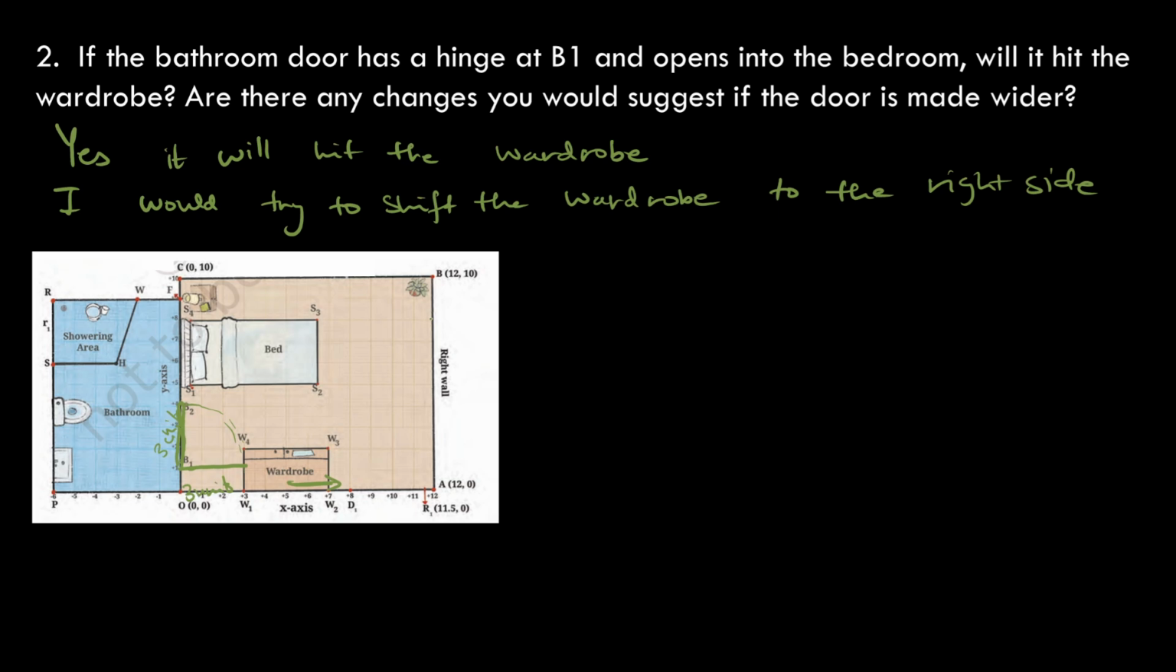So this is going to be our wardrobe. This should be the very ideal position for the wardrobe, because if we move it a bit more here, then it could also get hit by the door if D1 is the hinge. So now moving on.